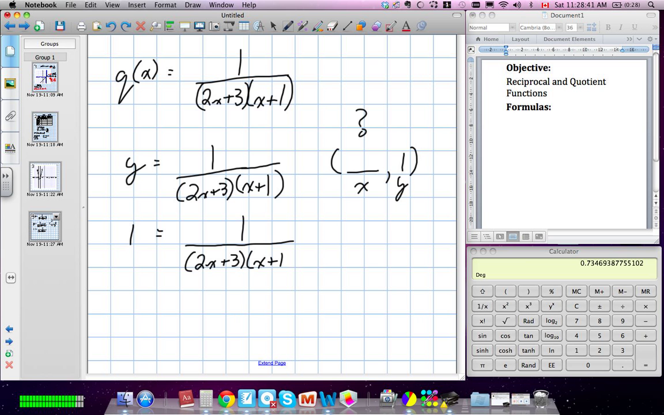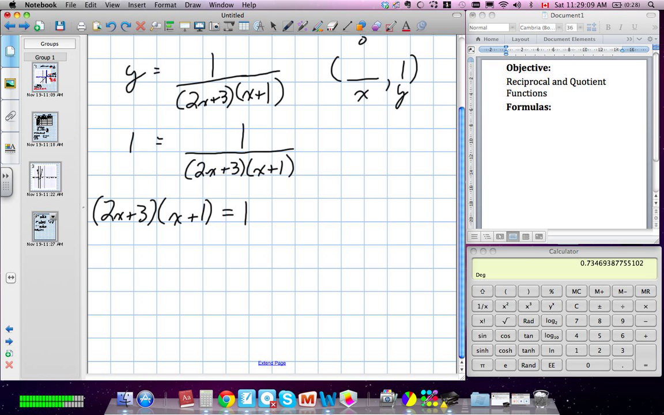What I'm going to do is get rid of this fraction, so think of it like cross-multiplying. I'm going to move this entire bottom and multiply it by 1. So it'll actually be that on the right side of the equation. So I'm going to get 2x plus 3, x plus 1 is equal to the number 1. Does that make sense? Okay. Now from there, I can split the equation again. We set each equal to 1. So we have 2x plus 3 equals 1, and x plus 1 equals 1.